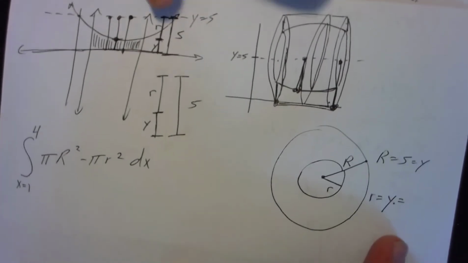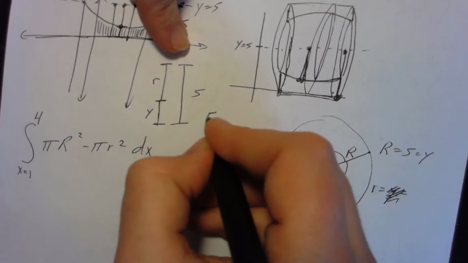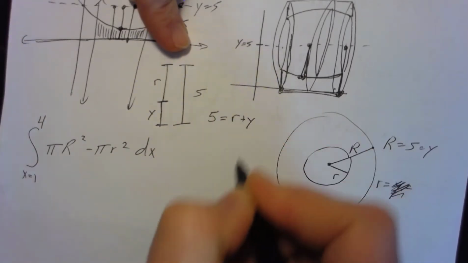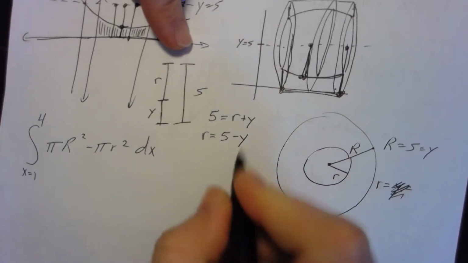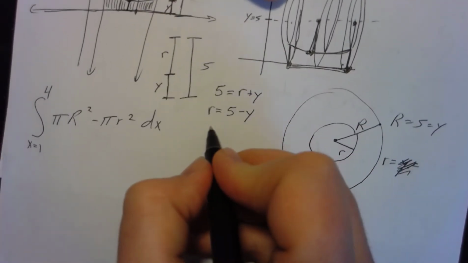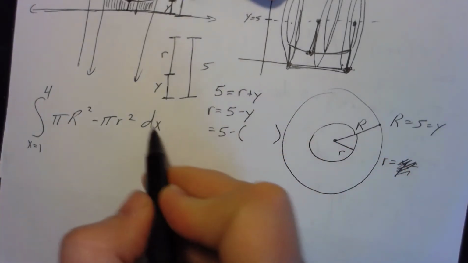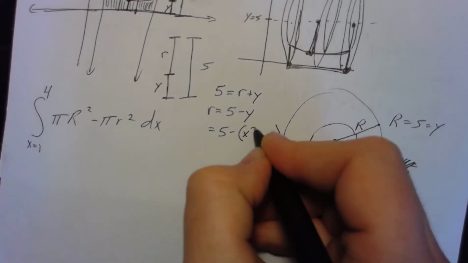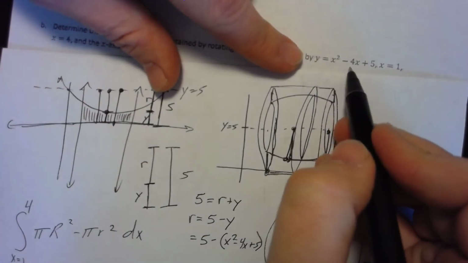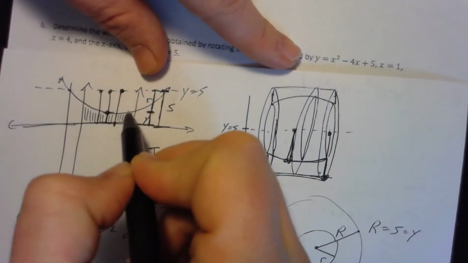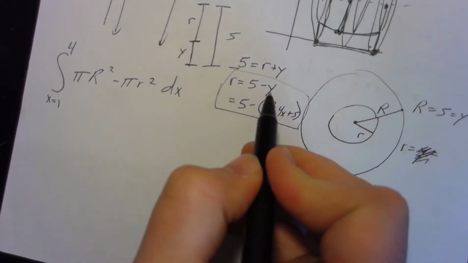Okay? Which means that my lowercase r, if I were to create an equation out of this, is 5 equals r plus y. So in other words, lowercase r is equal to 5 minus y, if I subtract the y over. So in reality, r is equal to 5 minus, and it's not going to be y because my function is in terms of x. I must have x squared minus 4x plus 5, which is the actual equation of that curved line. So this right here is my lowercase r. And you'll notice right here r equals 5 minus y.